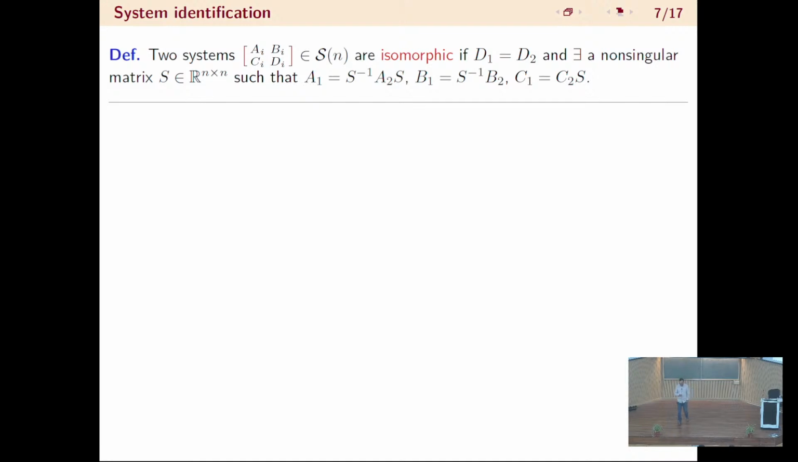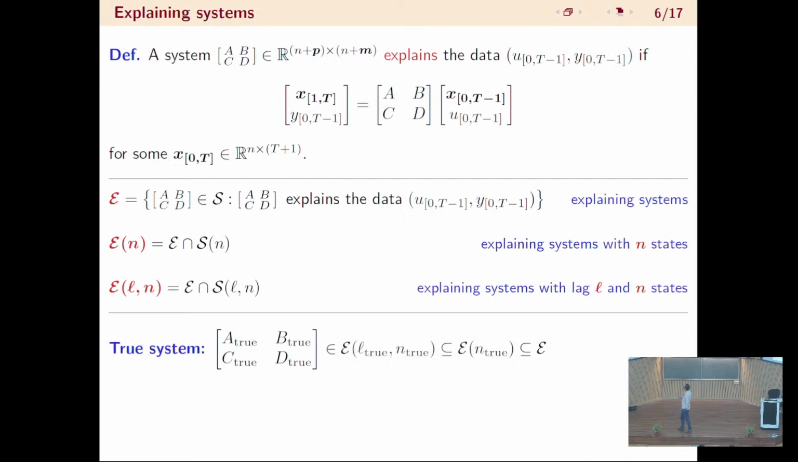Yes? Can you go back to the previous slide, which is the training system with N. S_N is just systems with n states. E_N is explaining systems with n states. Once you fix N and if A, B, C, D are known, is L not fixed?